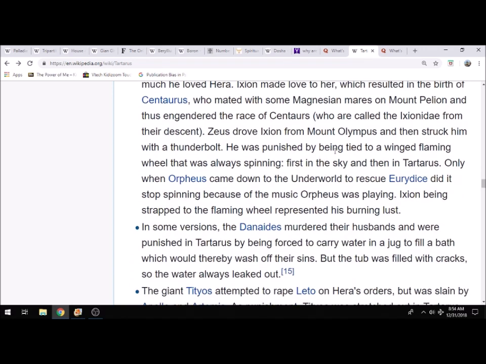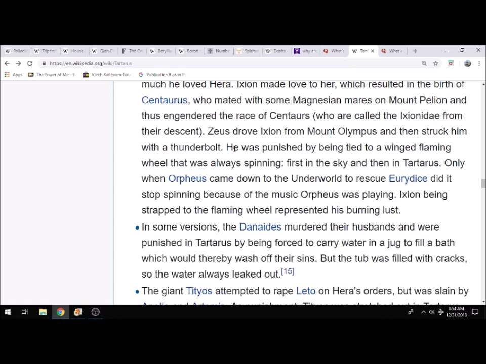Right? He punished Ixion, right? Mount Olympus, and struck him with a thunderbolt, punished him by being tied to a winged flaming wheel that was always spinning. Could that tie into, what was it? Who saw the spinning wheel? See, I'm asking this question to no one. The biblical story. It's killing me that the name's not there. You guys are all yelling at me too right now.